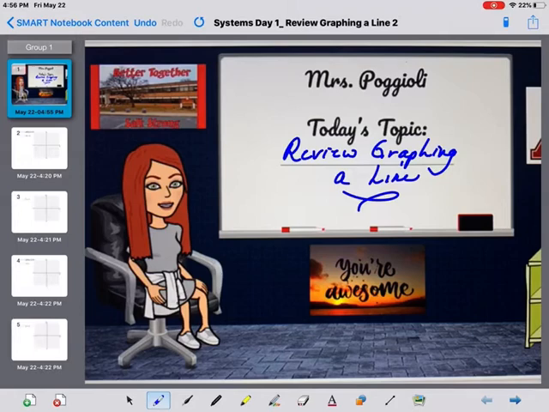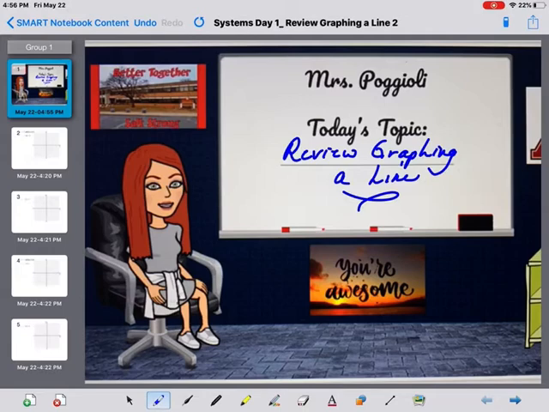This week we're going to be learning how to solve a system of equations by graphing. So one important thing that we need to remember from this past year is how to graph a line. So that's what I'm going to go over a little bit now, and that's what you're going to practice on IXL today before we actually go on to systems of equations.